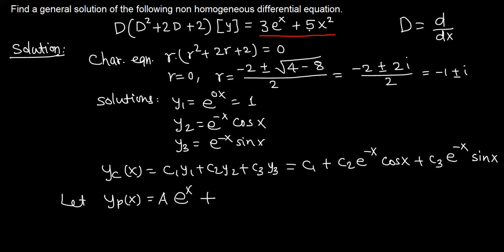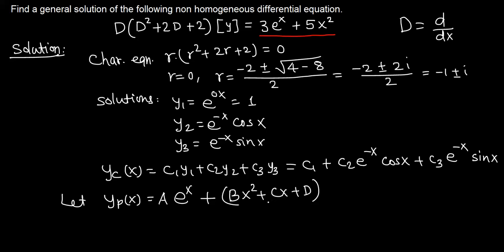Now for the second part, we have 5x squared, which is in fact a second degree polynomial. x squared means second degree polynomial. Now we need to write a general second degree polynomial, so A is used, so Bx squared plus Cx plus D. This is a general second degree polynomial, and this is a linear combination of three functions: D times 1, Cx and Bx squared.